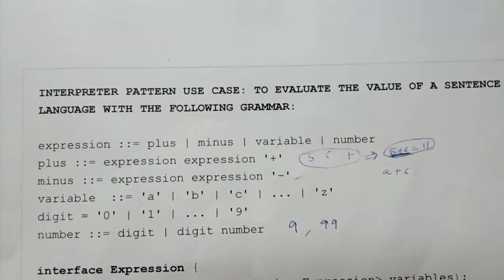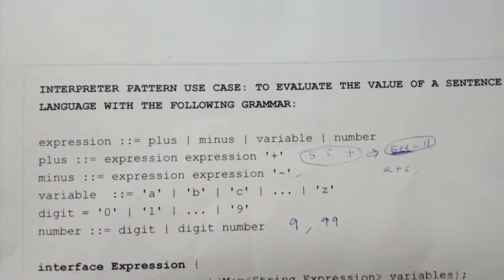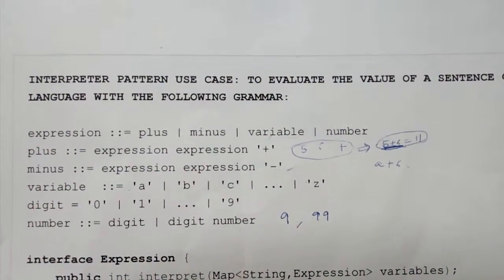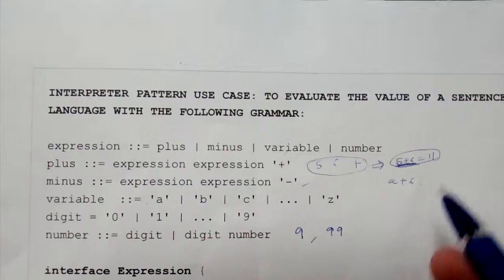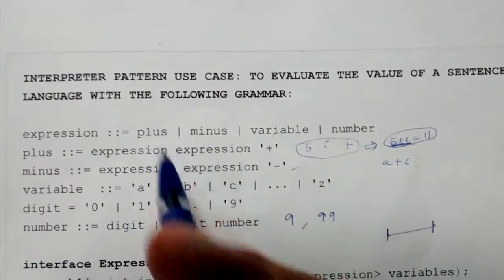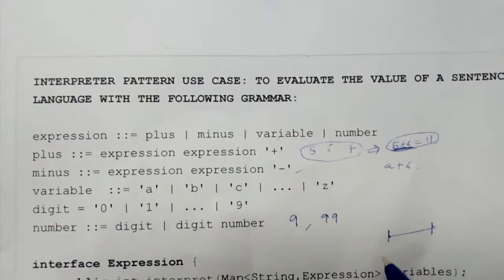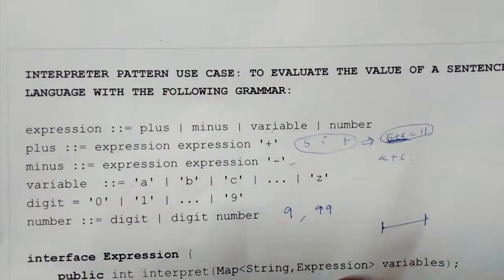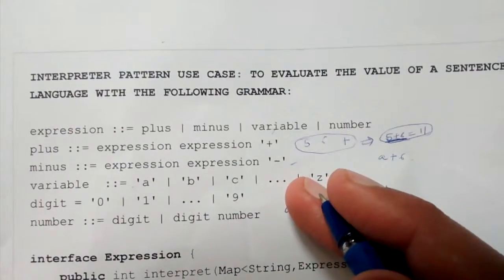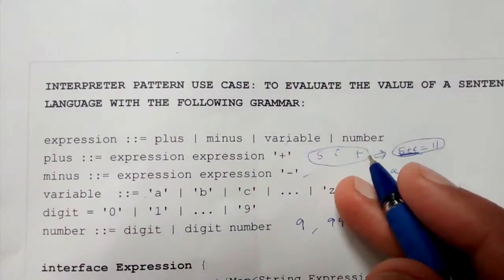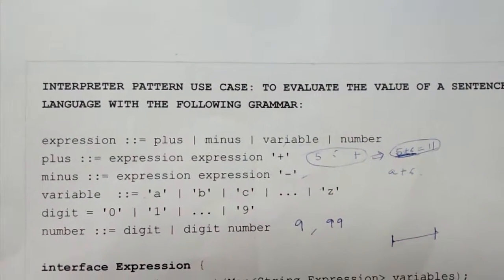So let's look at a Java program which can be used to parse a sentence which is written in this grammar, using this grammar, and basically convert it into a Java object. So we will be given a sentence in this language and we will be converting it into a Java object for further processing.